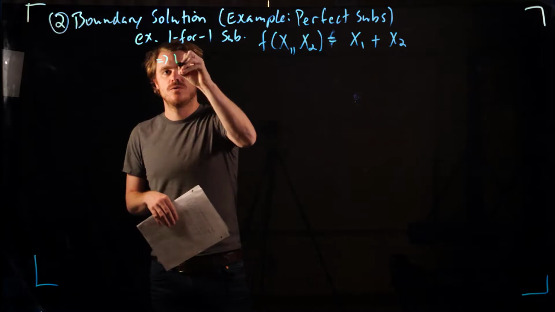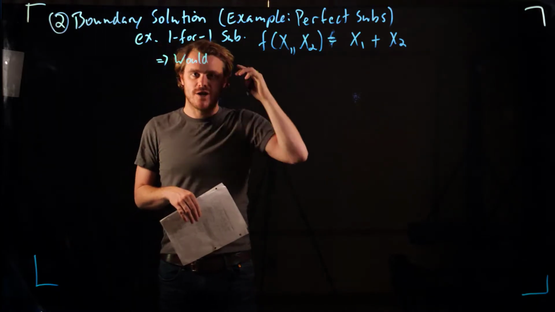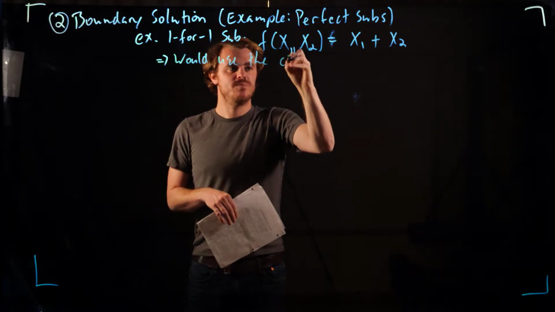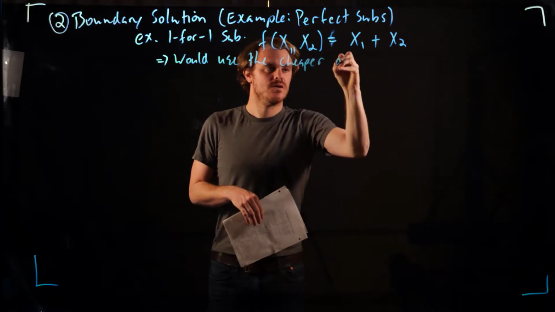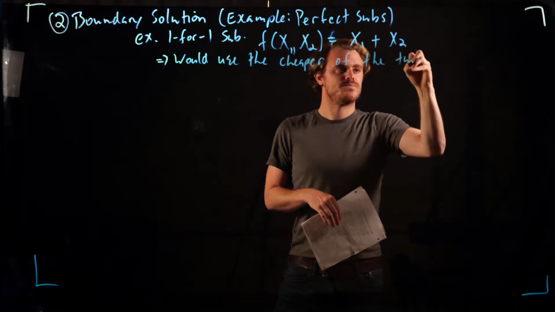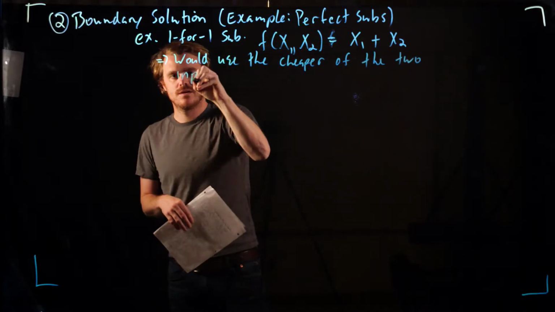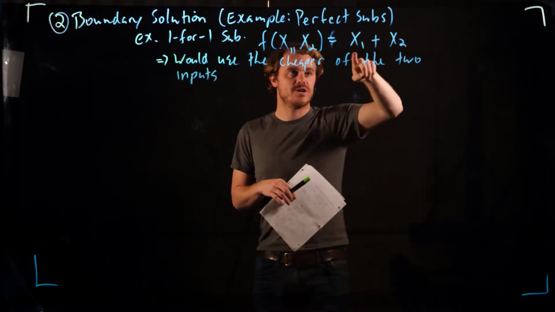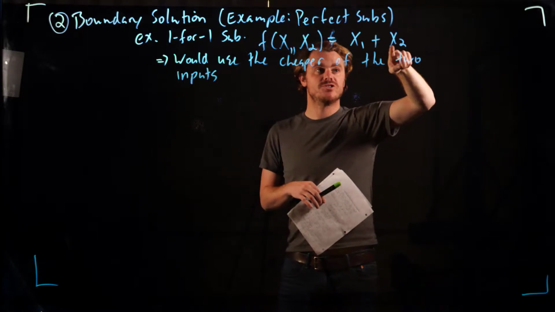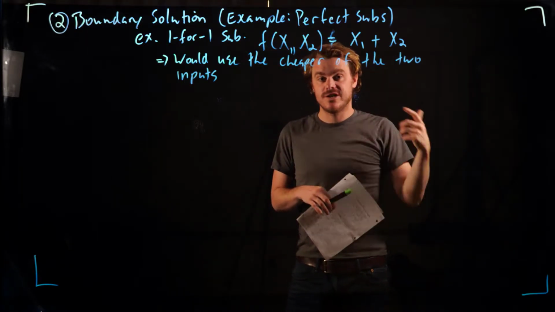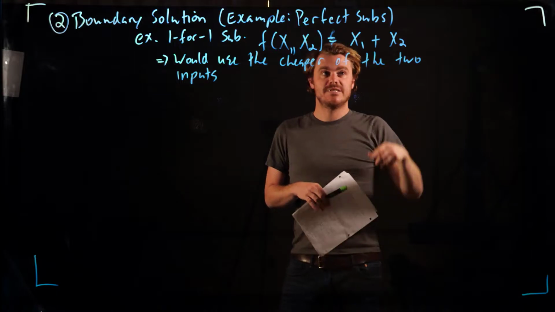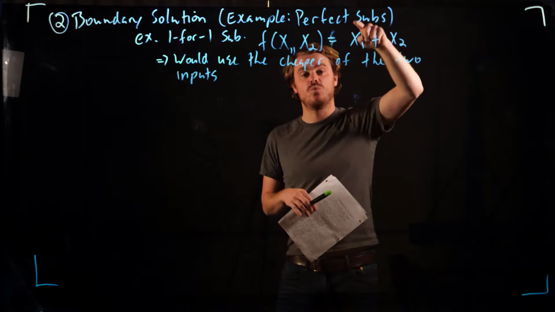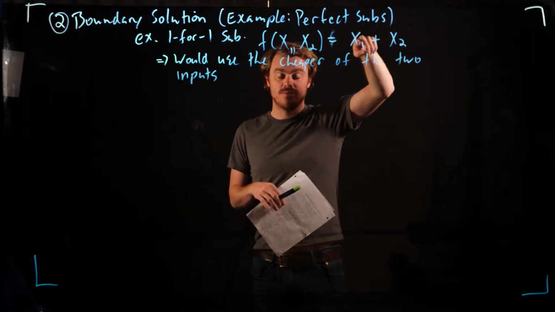Here, and this is probably going to make a lot of intuitive sense, we would use the cheaper of the two inputs, because it's a 1-to-1 here. Now, you could also have a production function like x1 plus 2x2, and that would slightly change it, right? That means for every unit of input 2, we could produce 2 units of output, but we can only produce 1 output with 1 unit of input 1.